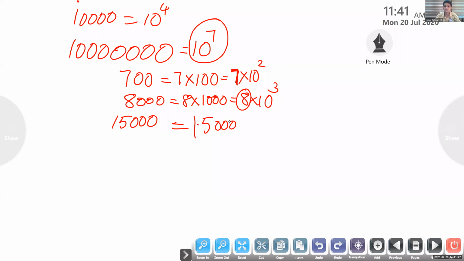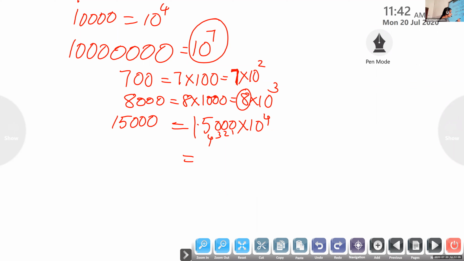Into how many decimal places do we move? 1, 2, 3, 4. So it will be 10 raised to 4. We will do many examples, then it will be clear to you.